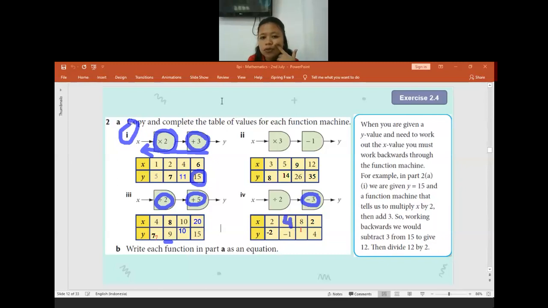Is there anyone still getting confused for the third function machine? No? If no one gets confused, I will continue to the fourth function machine.